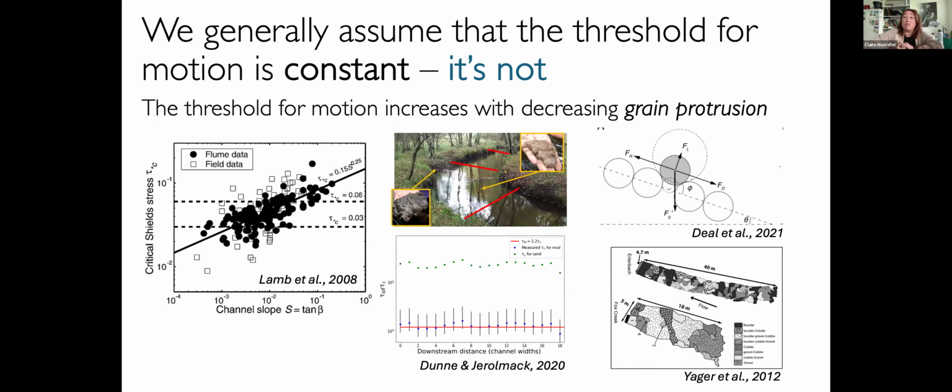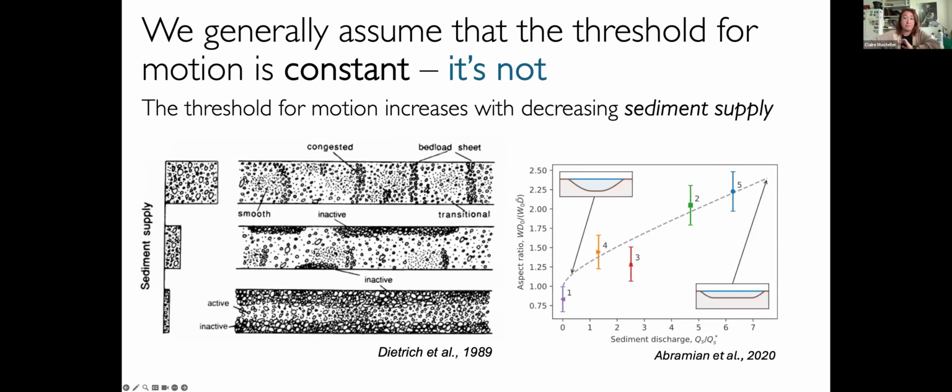And then there's also been a really long legacy of scientific inquiry devoted to the effects of grain scale topography on the threshold for motion. So this includes accounting for differences in grain protrusion, differences in grain shape, and patch scale dynamics, or differences in grain scale topography at these smaller patch scales. One example of this is that as grain protrusion decreases, particles become more shielded from the flow, and thus our threshold for motion increases.